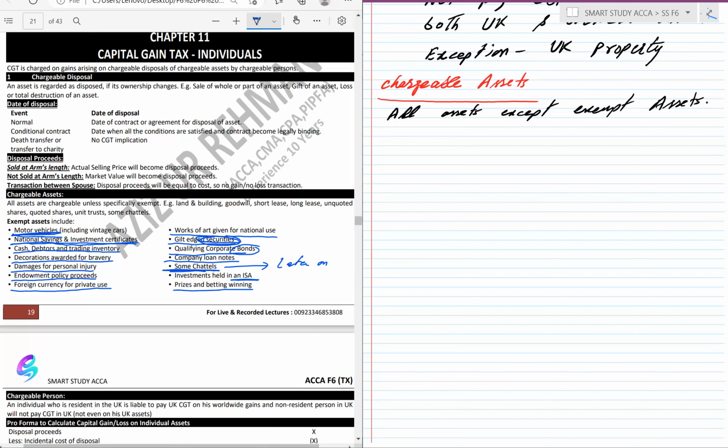For example, chargeable assets could be: land and building is a chargeable asset, goodwill is a chargeable asset, leases, short-term and long-term, are chargeable assets, unquoted and quoted shares are chargeable assets, unit trusts, chattels. So please remember, chattels are written in both chargeable and exempt assets. Some chattels are chargeable and some chattels are exempt, but we will cover this topic in detail later on in this chapter. So this was a discussion regarding chargeable asset.